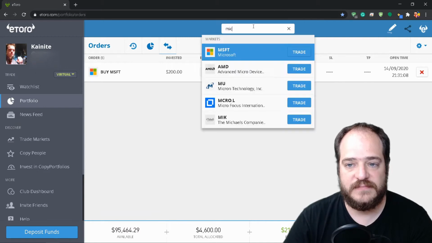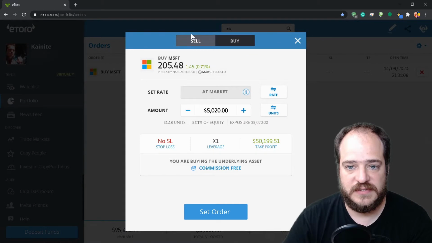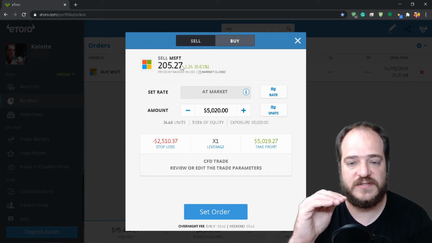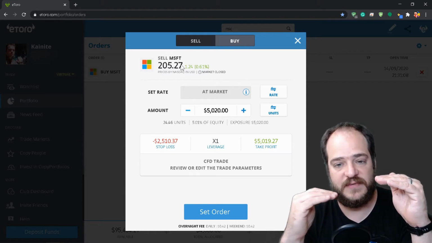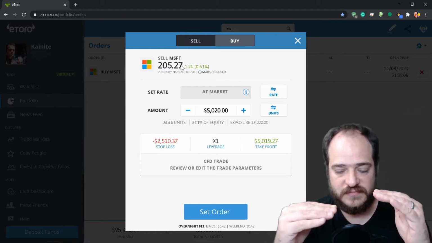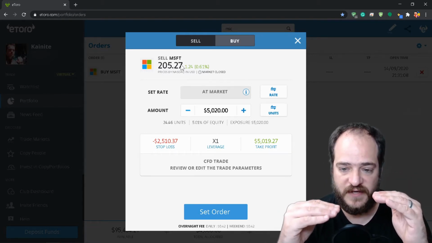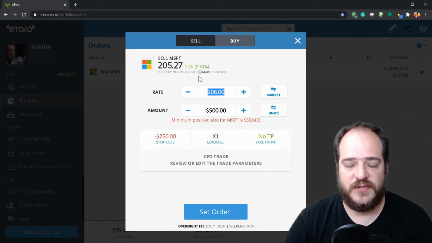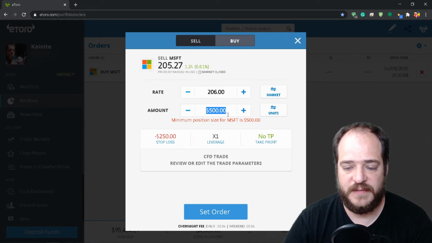What is a sell order? Now let's go back. A sell order is exactly the opposite. It's when the stock is high and I'm going to tell that the stock is going to get a specific lower value. For example, in this case, I'm going to put 206 and a minimum of 500 because it's the minimum size position that allows me.